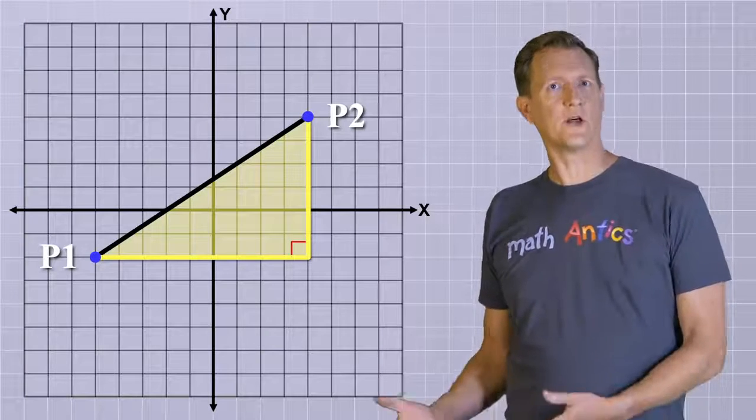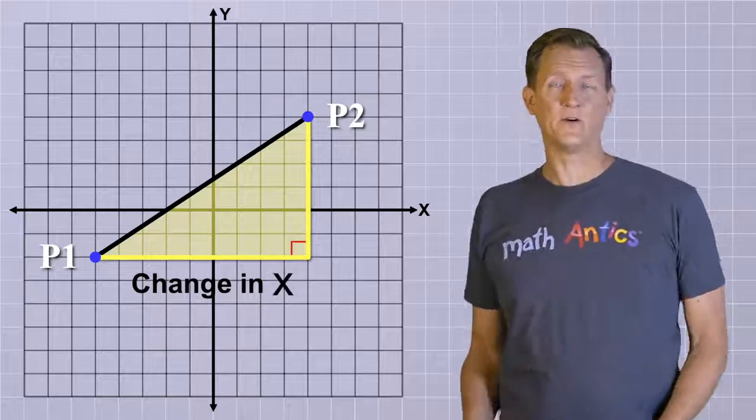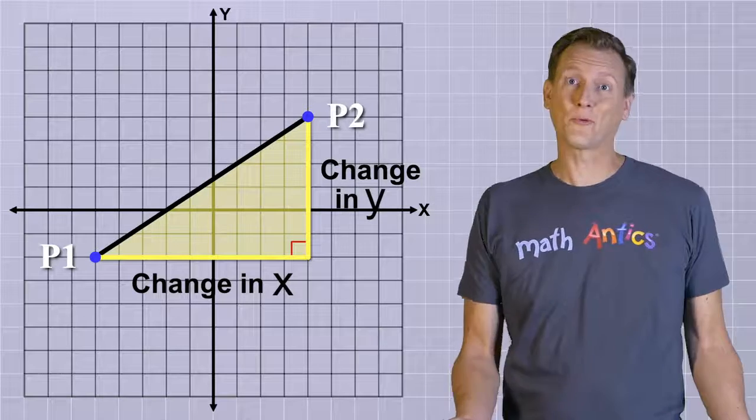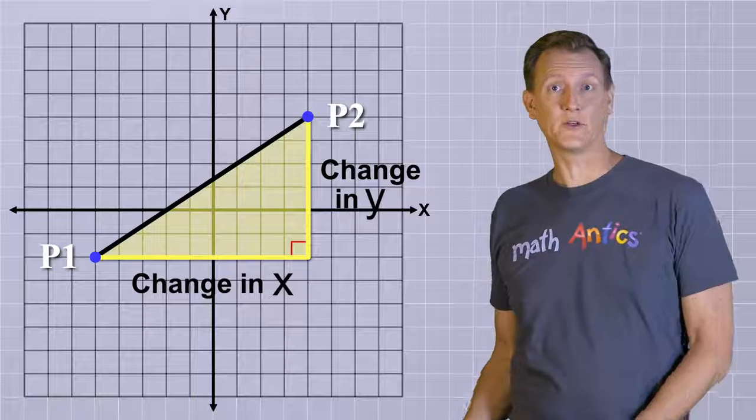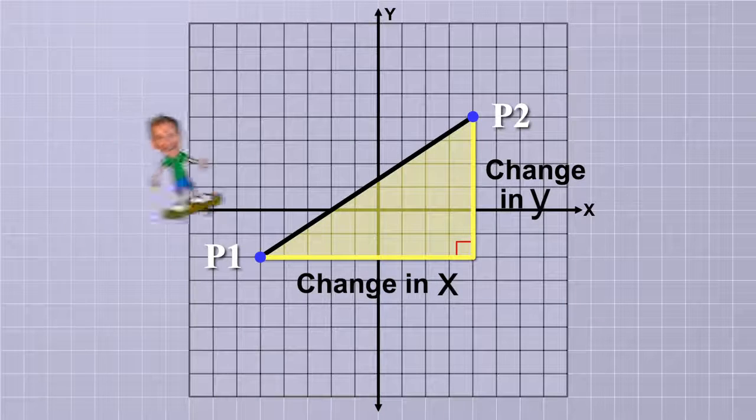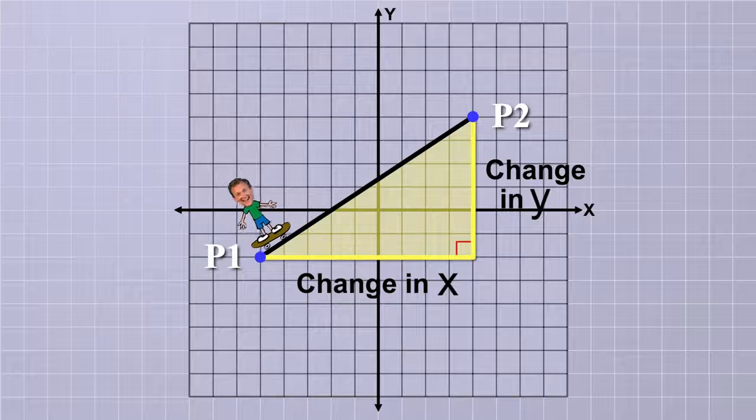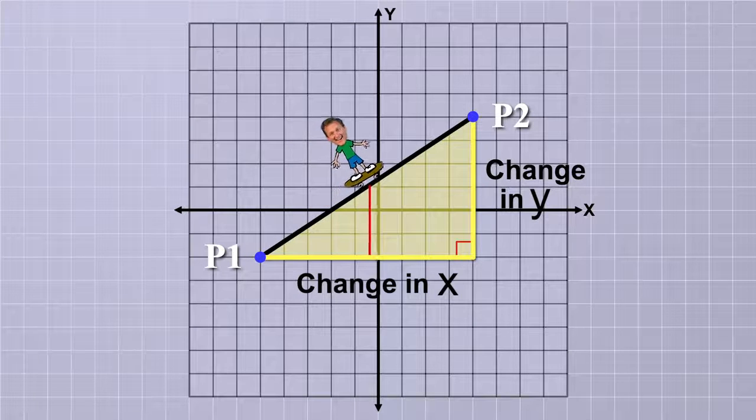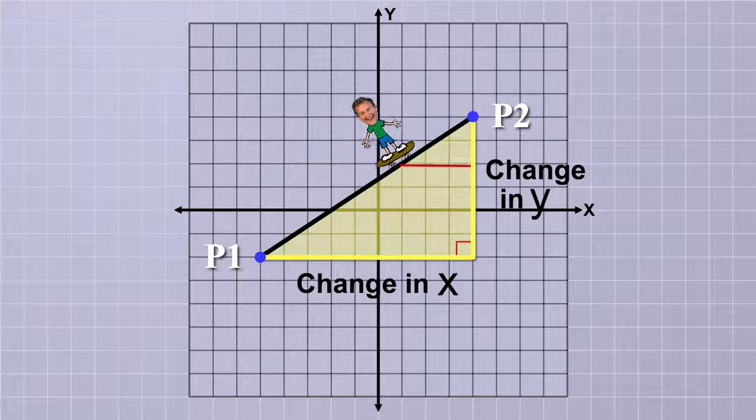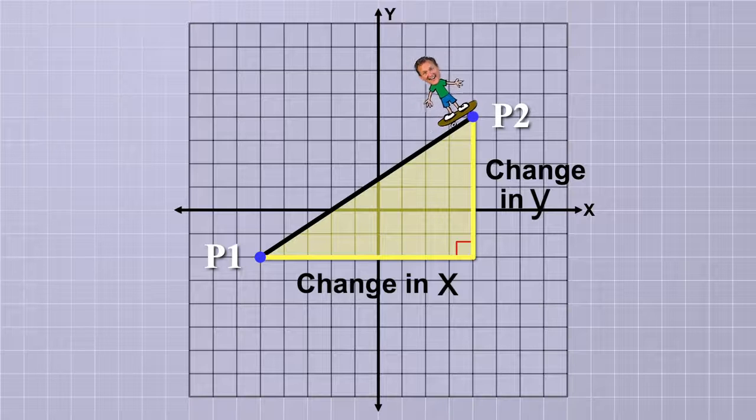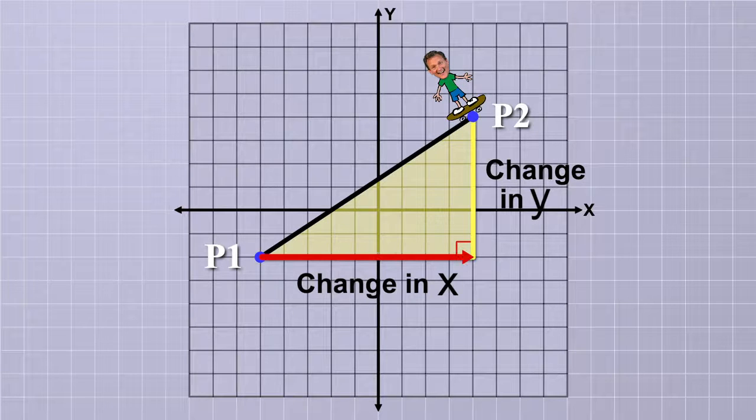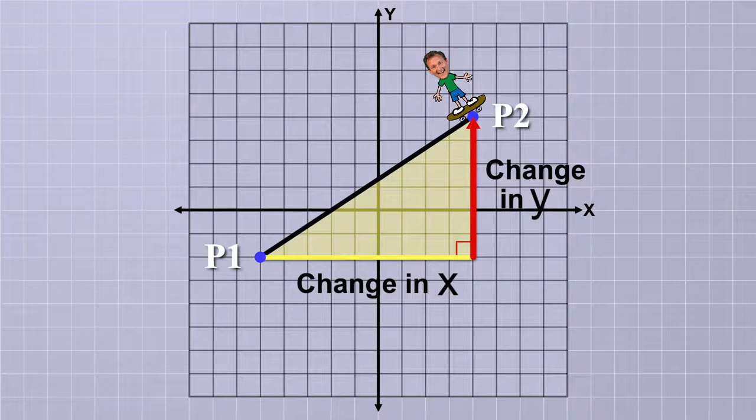Temporarily, we're going to call the horizontal side of the triangle change in x and the vertical side change in y, which are awkwardly long names, but that's exactly what the two sides represent. Imagine starting at point 1 and then slowly moving along our line segment towards point 2. As you do that, the x and y coordinates that you're located at are changing, right? Your x coordinate is changing because you're traveling to the right, and your y coordinate is changing because you're traveling up. And when you finally get to point 2, the total change in your x coordinate would be the length of the horizontal side of the triangle, and the total change in your y coordinate would be the length of the vertical side of the triangle.